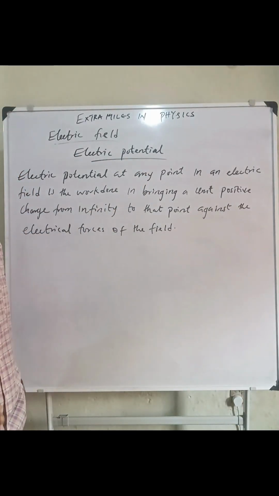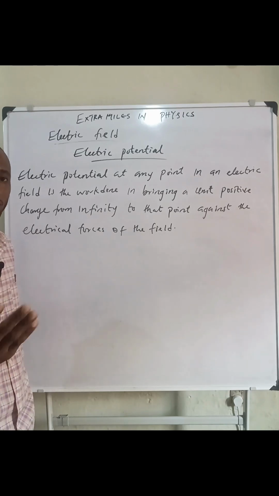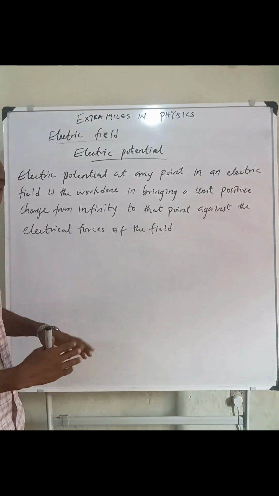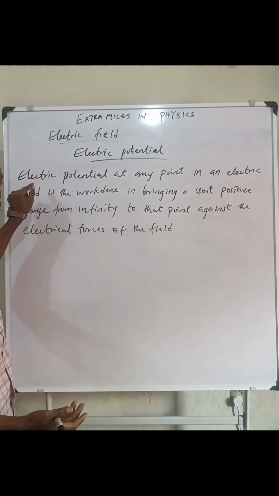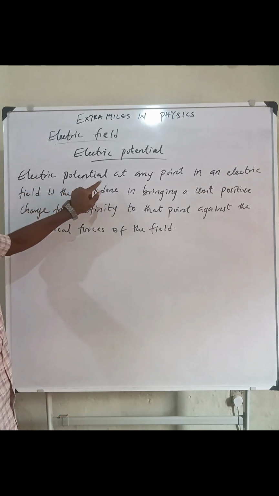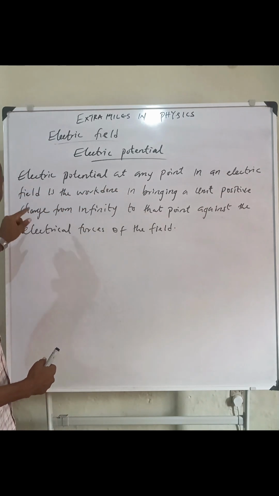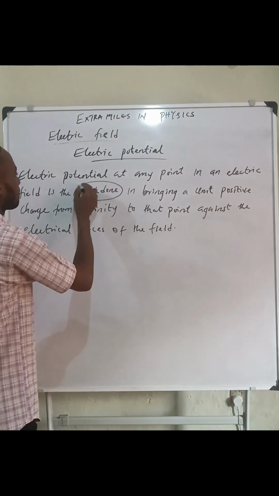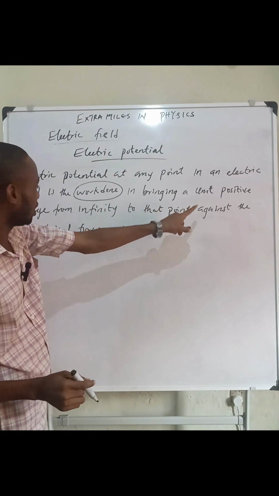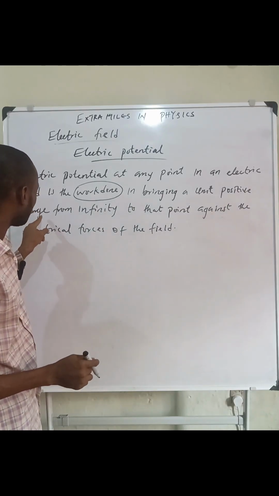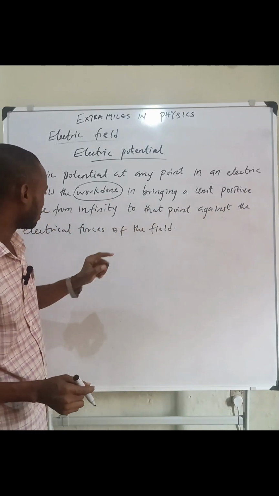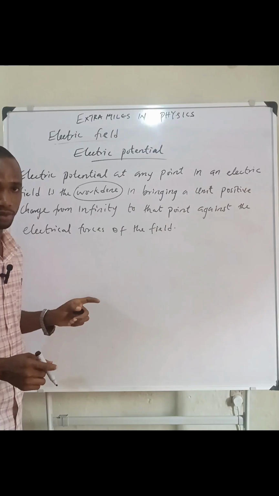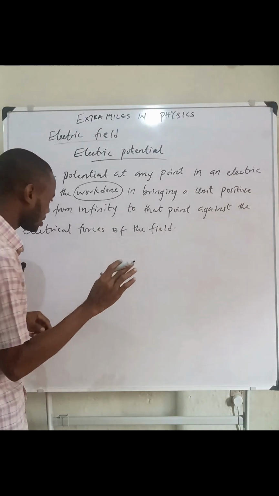Now, when you hear the word electric potential, just know that we are trying to discuss what? Electric work done. It is a work done. So let's go through what we have here. Electric potential at any point in an electric field is the work done. Very important. It is the work done in bringing a unit positive charge from infinity to that point against the electrical forces of the field.